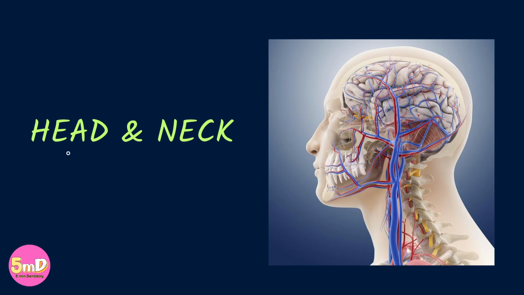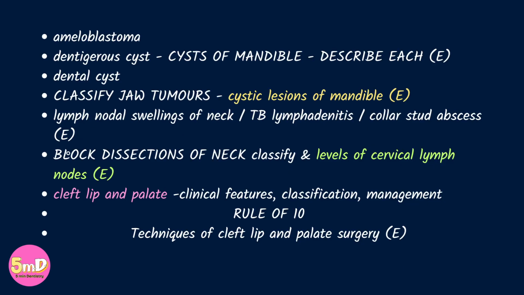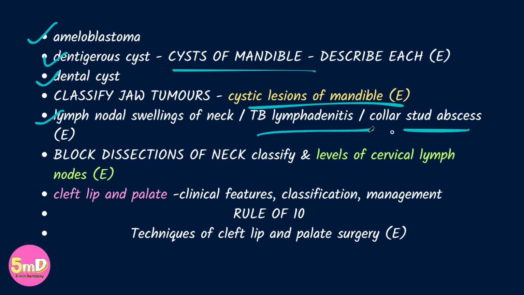Head and neck, this is a huge chapter because most of the questions that overlap with other topics will be gathered here in the head and neck. As a dentist, many questions will definitely come from the head and neck region. Ameloblastoma, dentigerous cysts of the mandible, cystic lesions of the mandible. It's a common essay. Dental cyst, lymph node swellings, we already saw, right? TB lymphadenitis or cold abscess. You should also know about that, an essay.